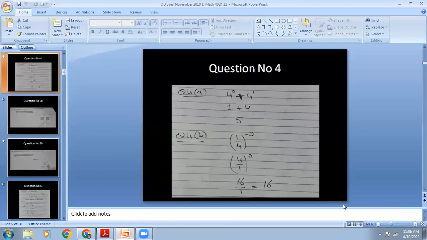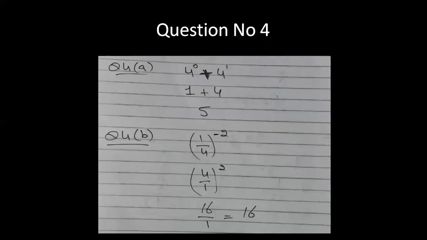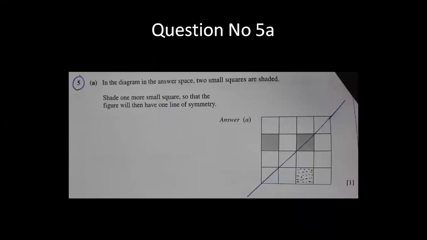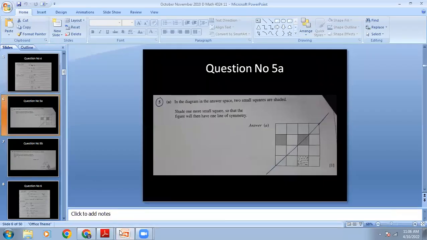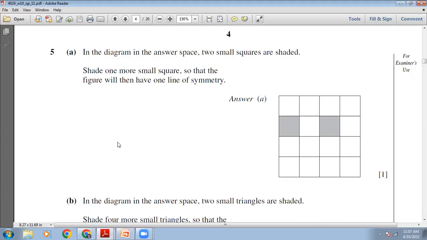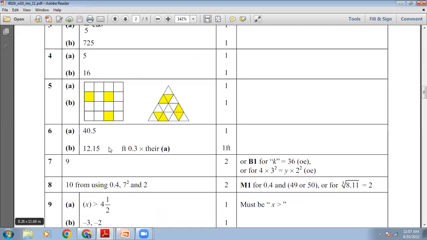Let me show you. Here you can see I have shaded this one, and this is the only line of symmetry. So when you fold these, you see what will happen. The colors will come on the colors and the whites will come on the whites, and this is the perfect answer. Question number 5, A part. So our answer is right.